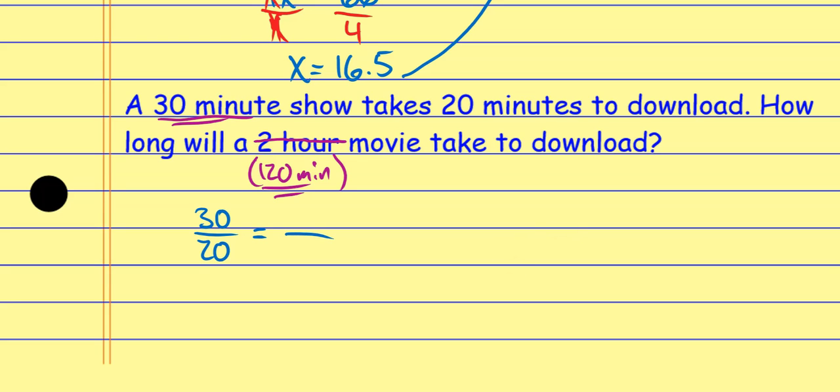And so as I go to do this second fraction, I have to do the same thing. I have to do the actual length over the download. So when we look at this, the 120 is how long the movie actually is, and I want to know how long it's going to take to download, so that's my x. Okay? It's all about setting these up so that everything is in the same position, so that each fraction is set up the same way. 30-minute show, 20-minute download, 120-minute show, I don't know the download. But I set each fraction up the same way, I make sure all the units match, and now I can cross multiply.